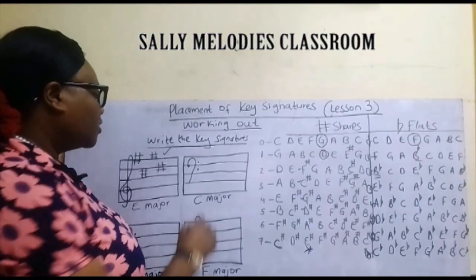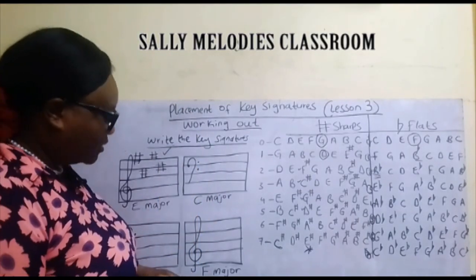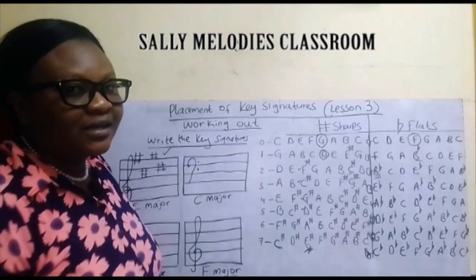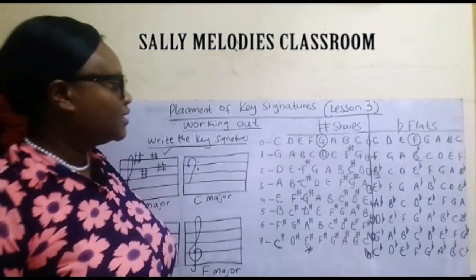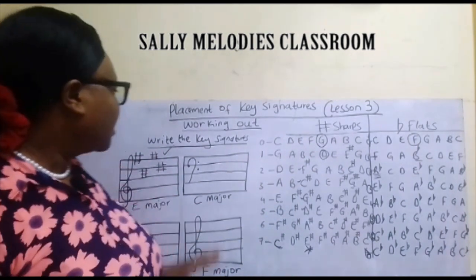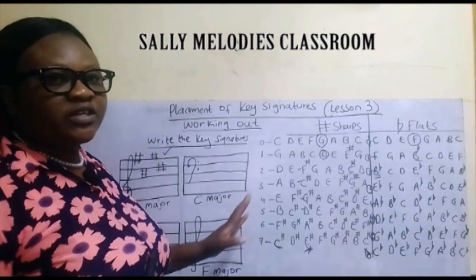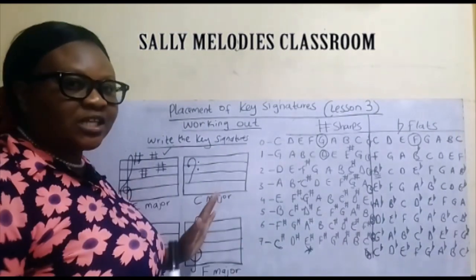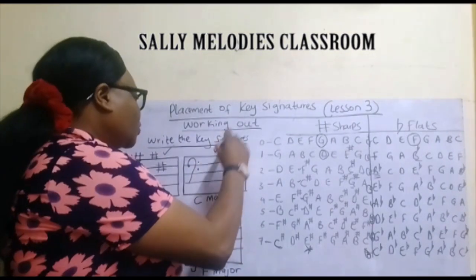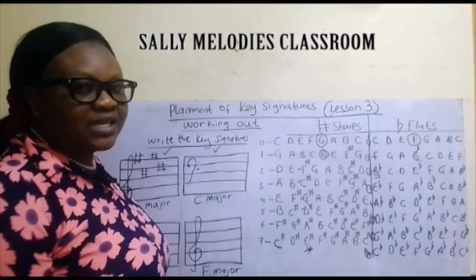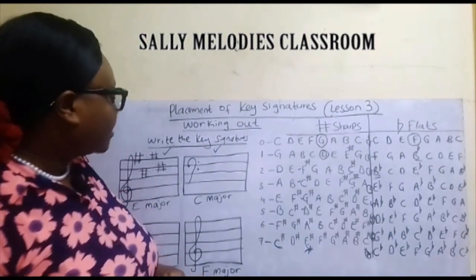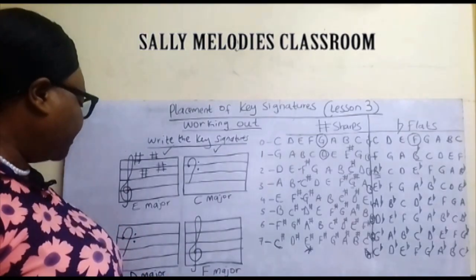We go to C major. C major is here. Remember, C major does not have any accidental, either sharps or flats. So this one, you are going to leave it that way. You just leave it blank. There are no accidentals. So you are not going to place any accidental, either sharp or flat. It is that way. And then we go to D major.